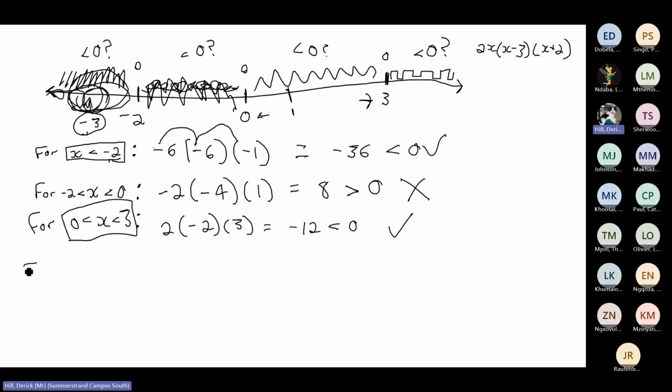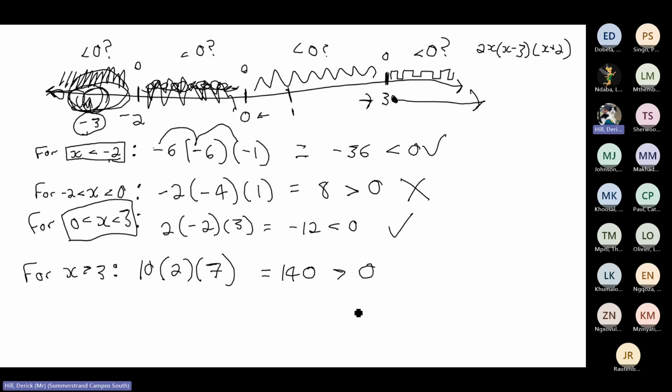Finally, we've got one last interval, and that's for x greater than 3. So that is from just after this 3 to positive infinity. Let's choose something. Let's choose a 5. So we've got 2 times 5 is 10. 5 minus 3 is 2. And finally, 5 plus 2 is 7. Multiply that out, I get 140. That is far away from 0 in the positive direction. So we are not going to look at that.